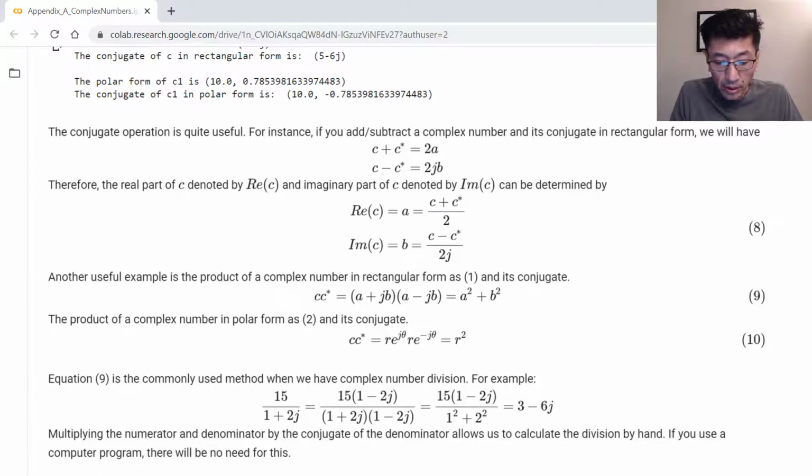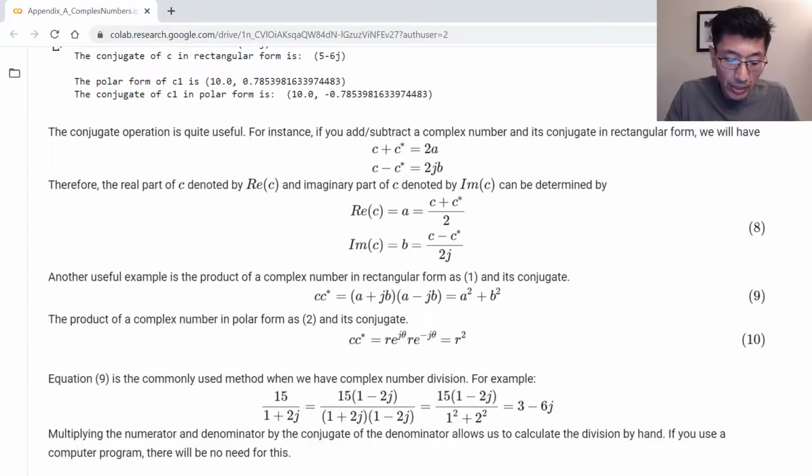So let's see the example, 15 divided by 1 plus 2j. What we can do is multiply the numerator and denominator by the conjugate of the denominator. In this case, the denominator will become 1 squared plus 2 squared, which is 5. So 15 divided by 5 is 3. 3 times the conjugate of the denominator, 1 minus 2j, gives 3 minus 6j. This is what you would do if you calculate this complex division by hand.